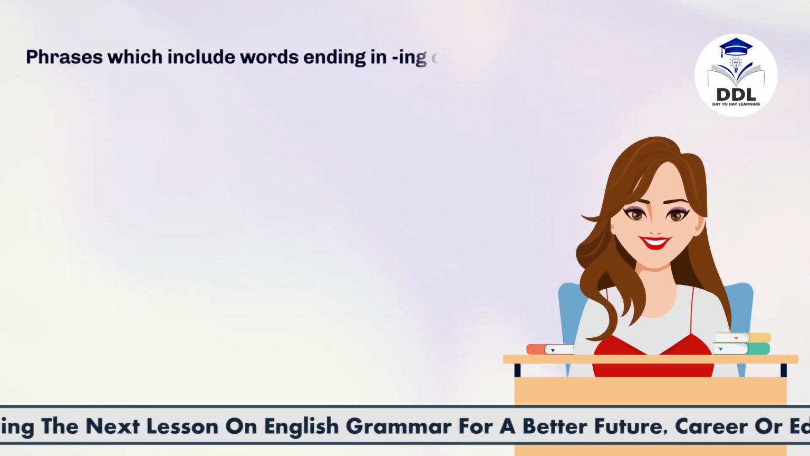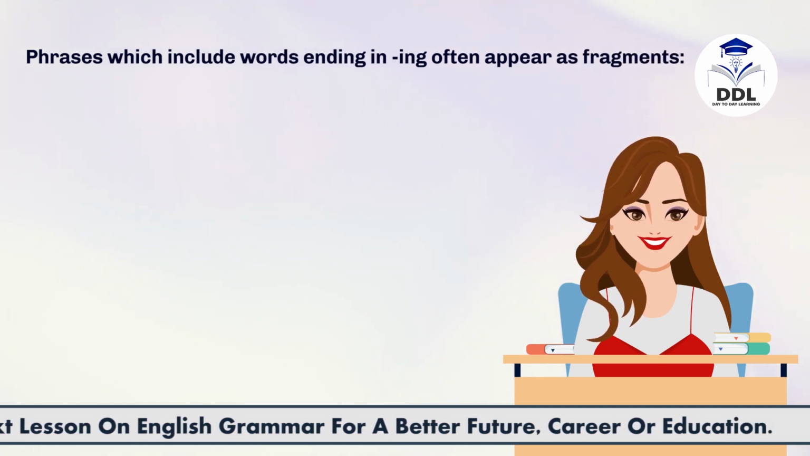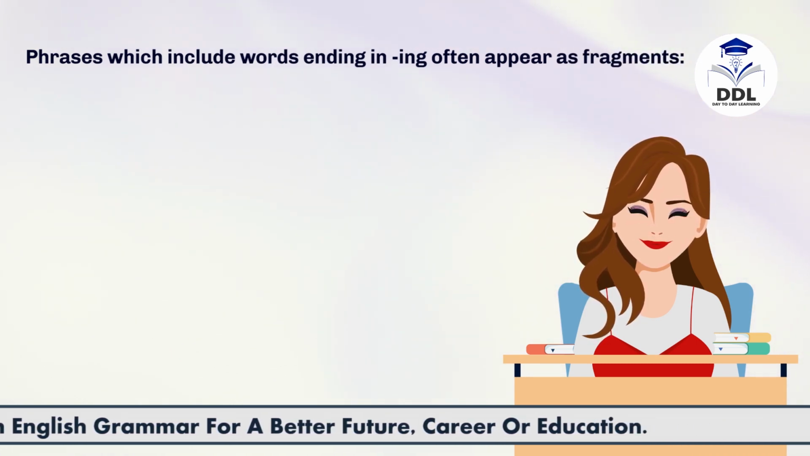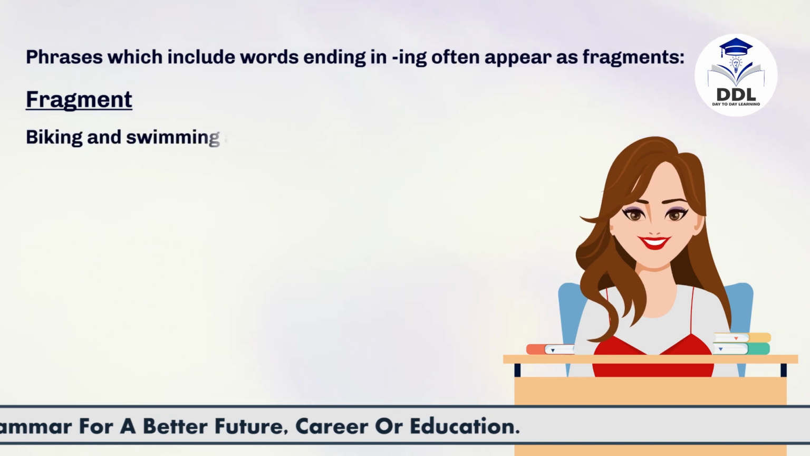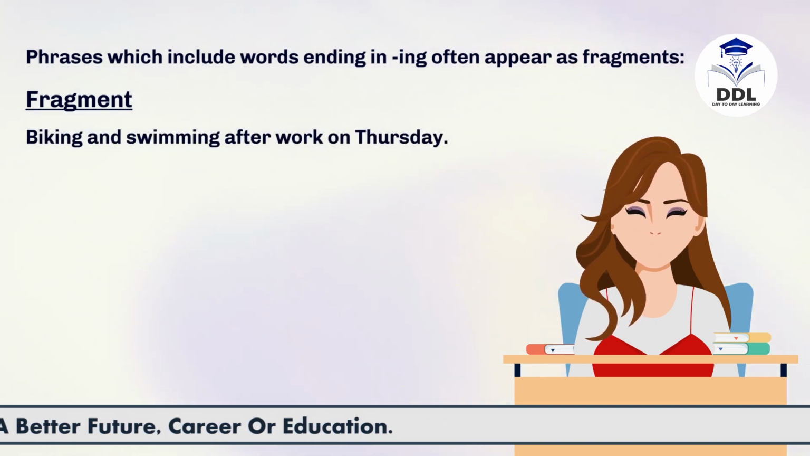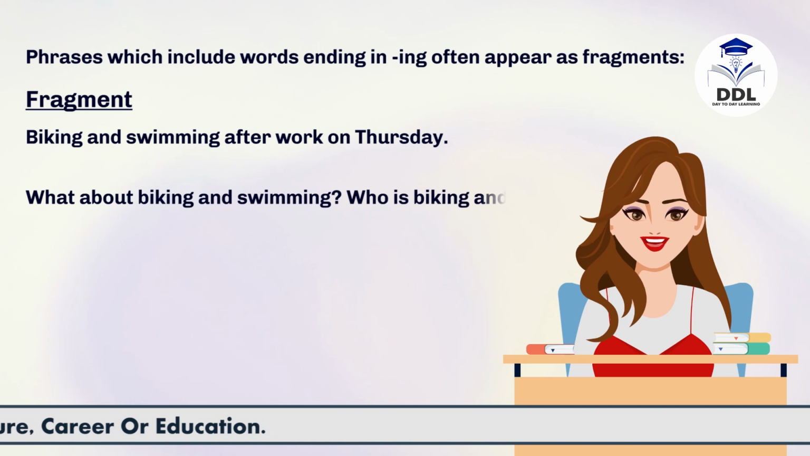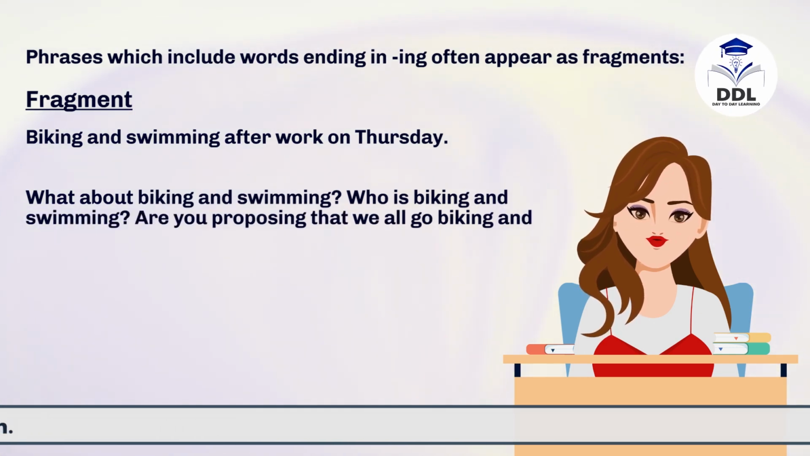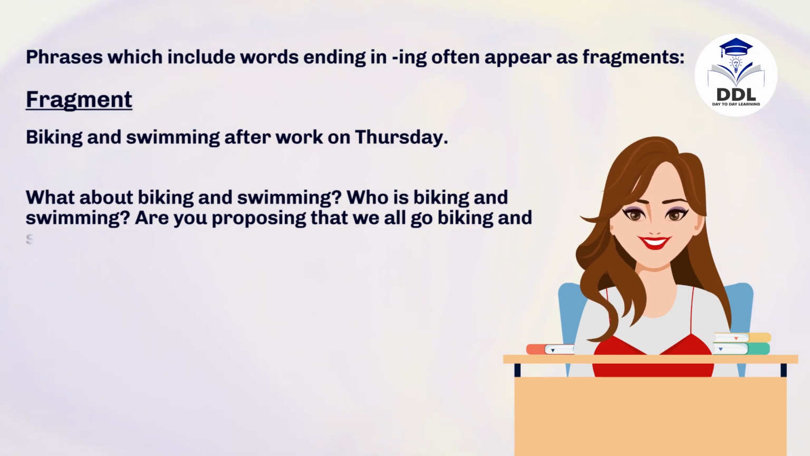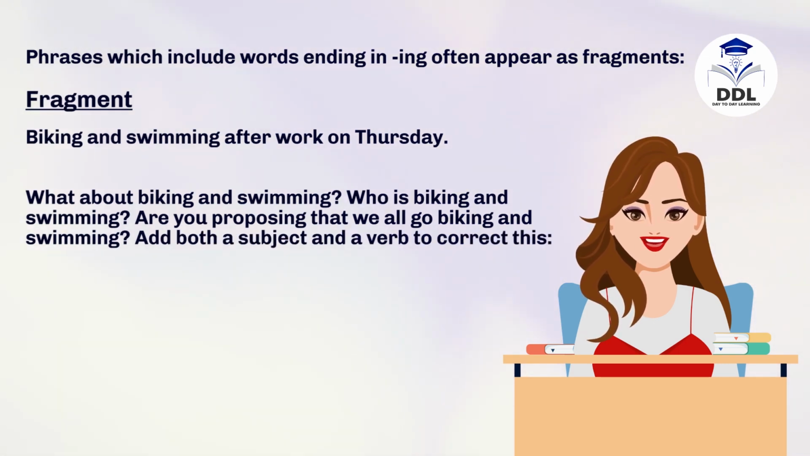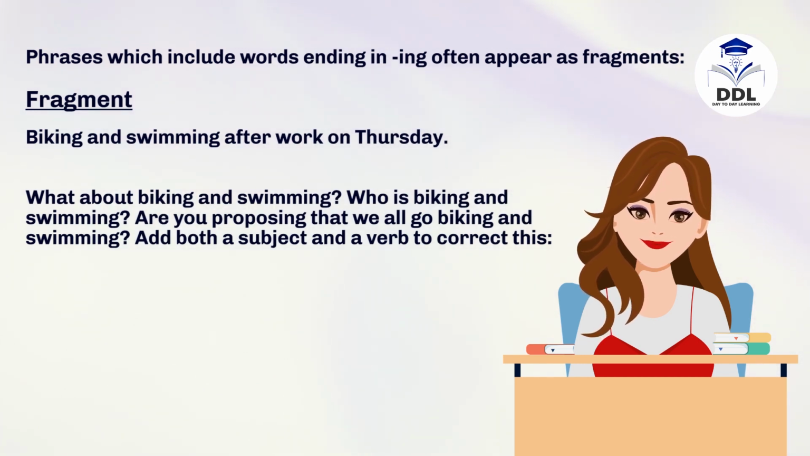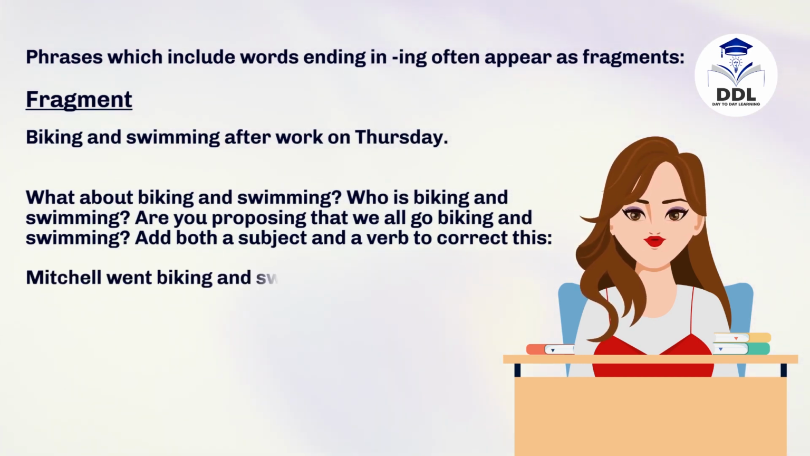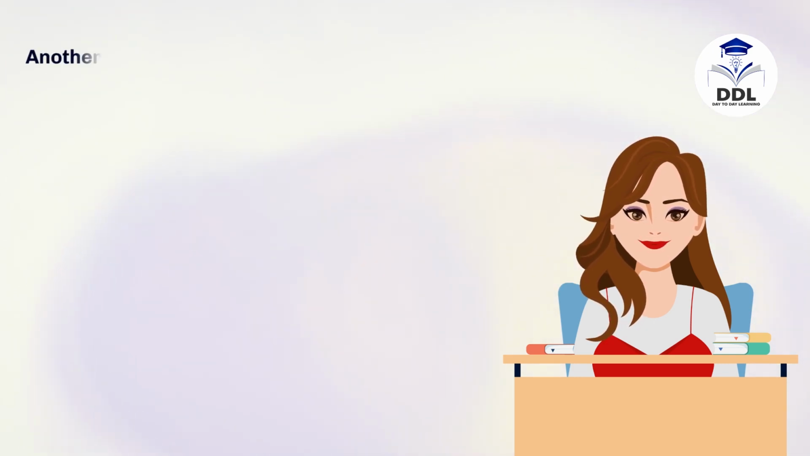Phrases which include words ending in "ing" often appear as fragments. "Biking and swimming after work on Thursday." What about biking and swimming? Who is biking and swimming? Are you proposing that we all go biking and swimming? Add both a subject and a verb to correct this. "Michelle went biking and swimming after work on Thursday."